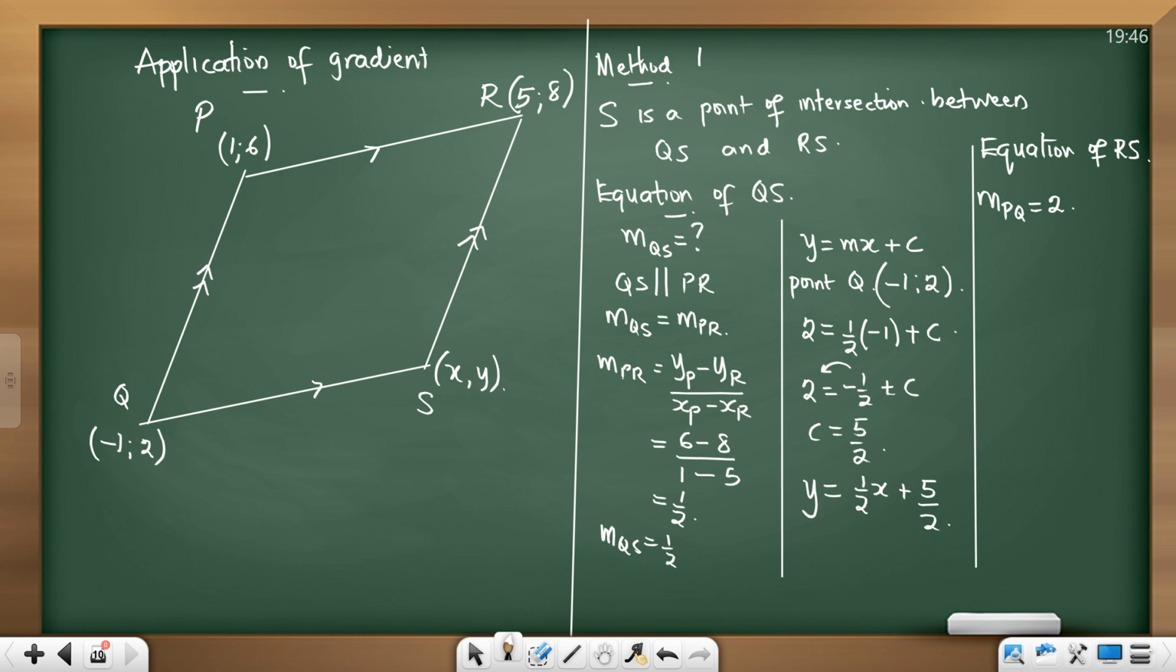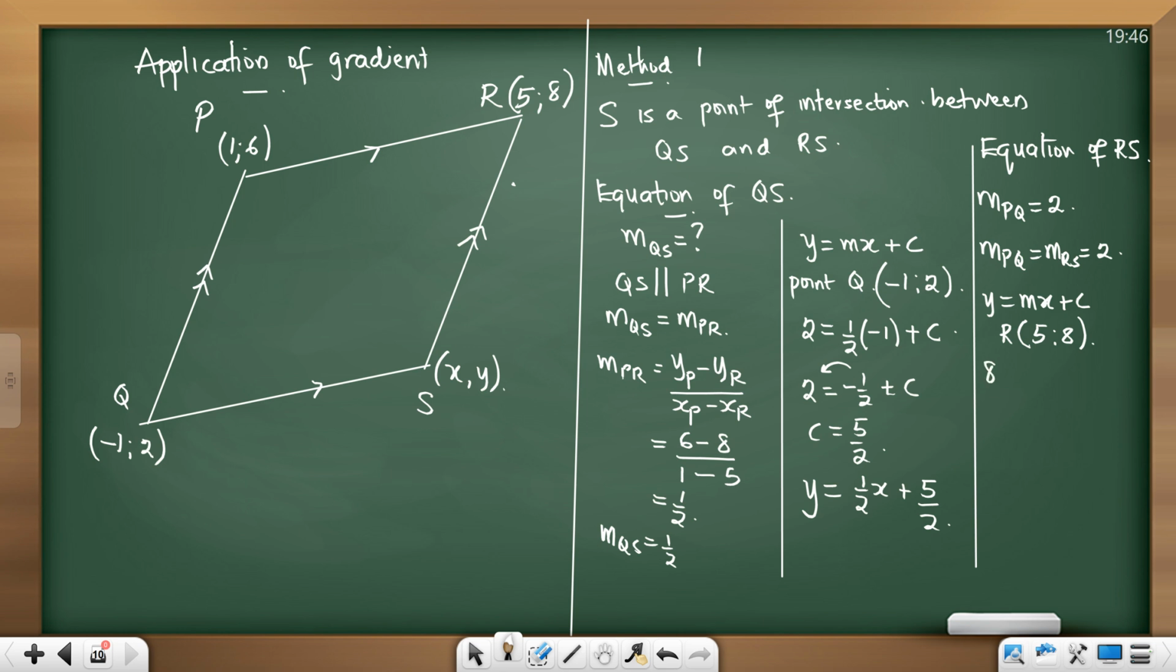Yes. Okay, see. We are looking for the equation of RS. So we need the gradient of RS and a point R or S. So would all the gradients equal because they're parallel? Absolutely. My gradient is equal. But which point am I using? 5 and 8. We have to use point R because we are looking for the equation of RS. Do we agree now? The gradients are equal, but the equations are not the same.